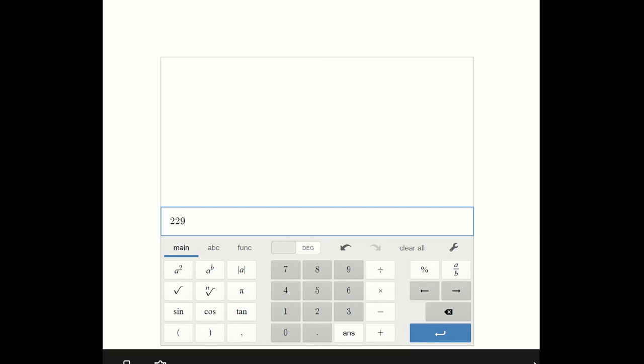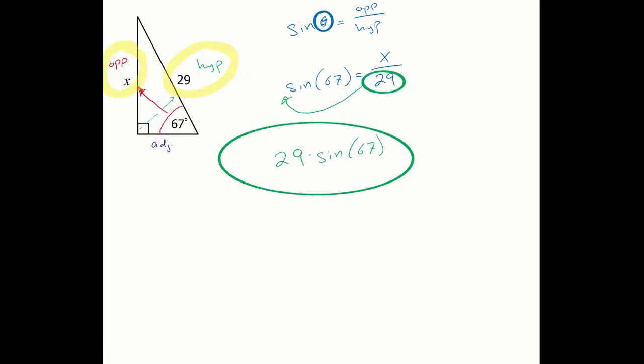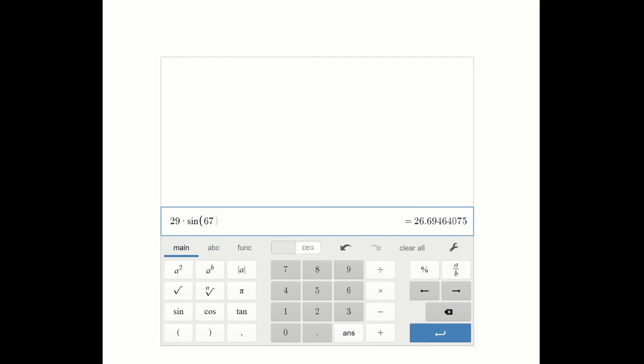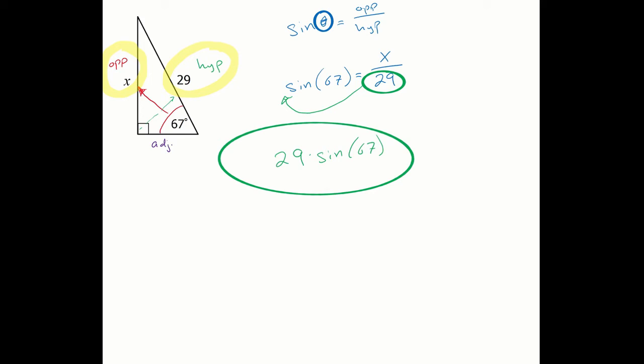So we have 29 times sine of 67 degrees, and I'm going to double check, make sure that was the correct one. So 29 times sine of 67, hit the equal button, and we have our answer here. So they would tell you to round either to the nearest tenth, hundredth, etc. So here we're going to round it to 26.7. So x equals 26.7.